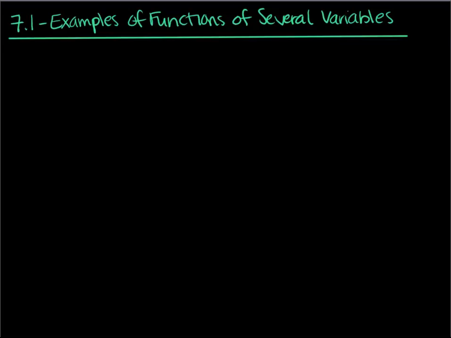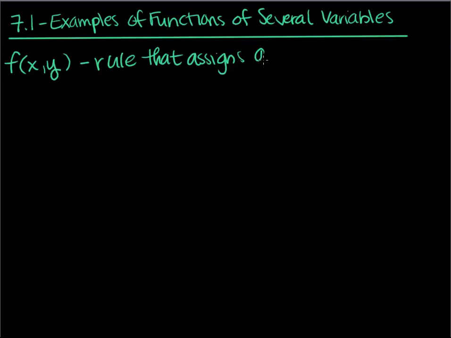So in your book, they say that a function of several variables, like f of x, y, doesn't have to be just two variables. It could be x, y, z, or anything like that. So this is a rule that assigns a number to each pair. In this case, this is a function of just two variables, but a number to each pair of values.